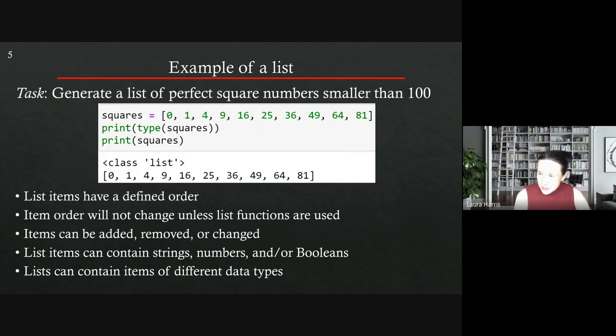Remember that lists have a defined order. Items can be added, removed, or changed, but the order will not change unless you give Python a function to do so. Lists can contain any type of data, and they can also contain different data types within the same list.